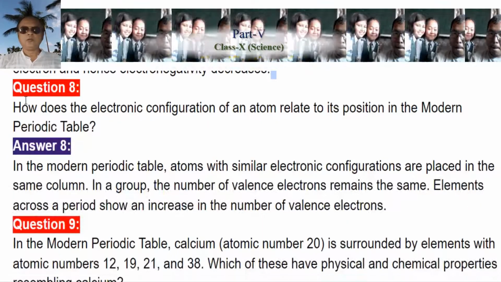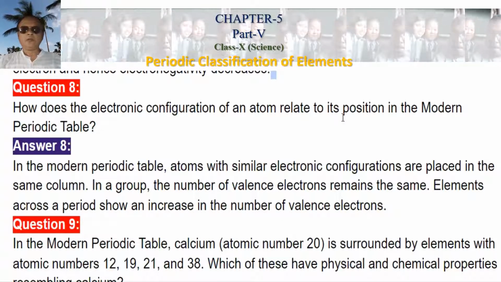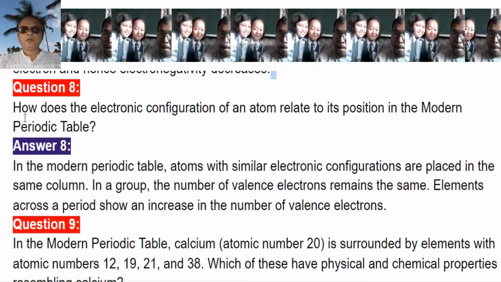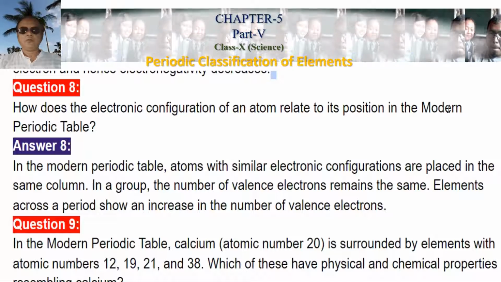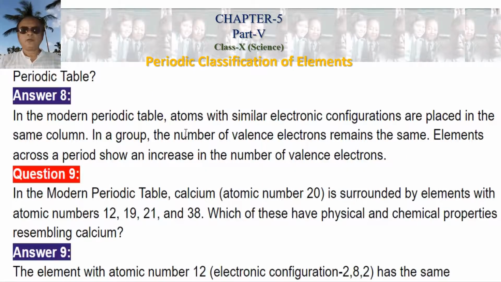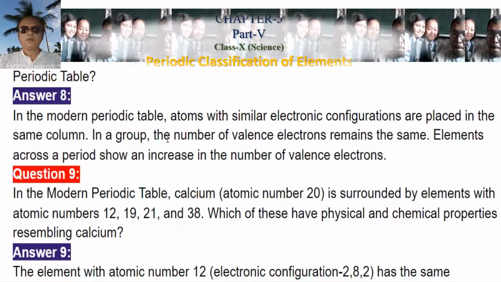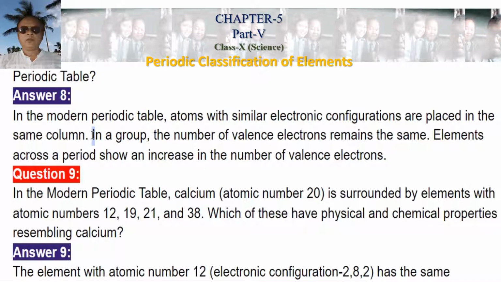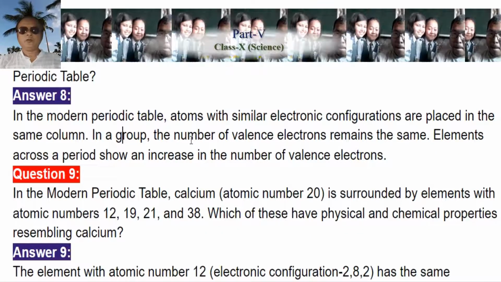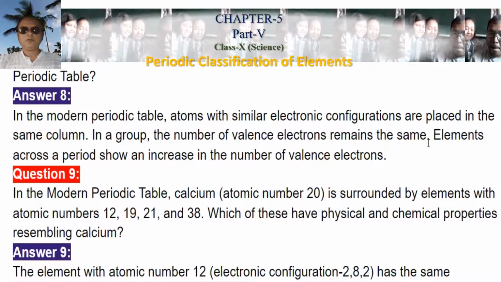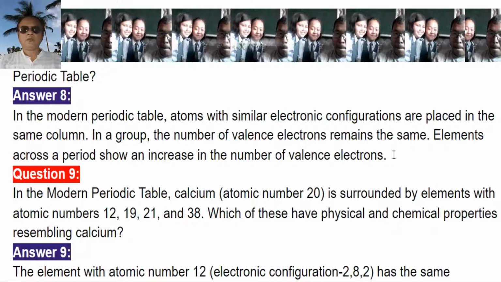Now let's go to question number 8. How does the electronic configuration of an atom relate to its position in the modern periodic table? In the modern periodic table, atoms with similar electronic configuration are placed in the same column, that is, group. In a group, the number of valence electrons remains the same. Elements across a period show an increase in the number of valence electrons.